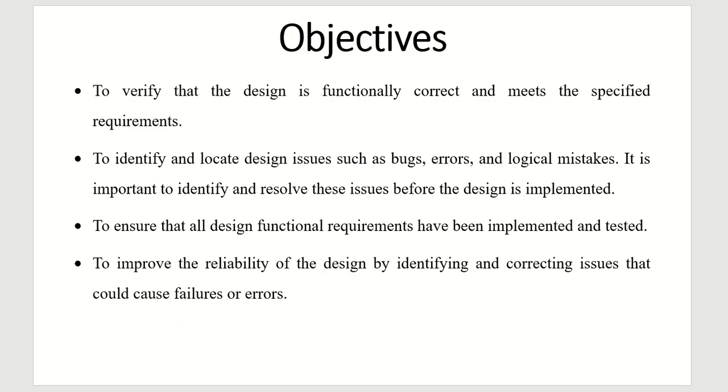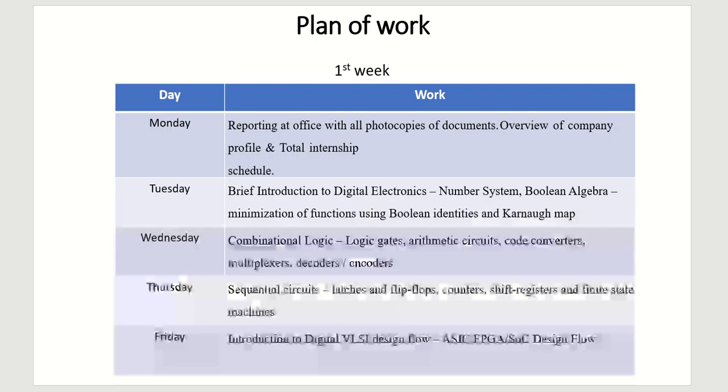These are the objectives: to verify that the design is functionally correct and meets the specific requirements, to identify and locate design issues such as bugs, errors, mistakes, or any issues in this program so we can rectify them, to ensure that all design functional requirements have been implemented and tested, and to improve the reliability of the design by identifying and correcting issues that cause failure or errors.